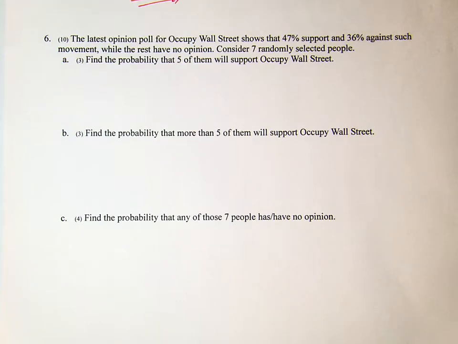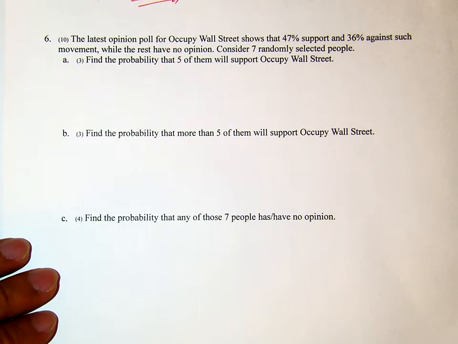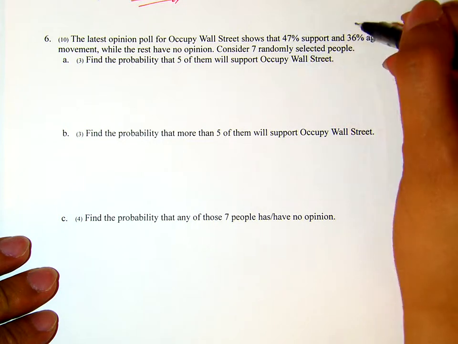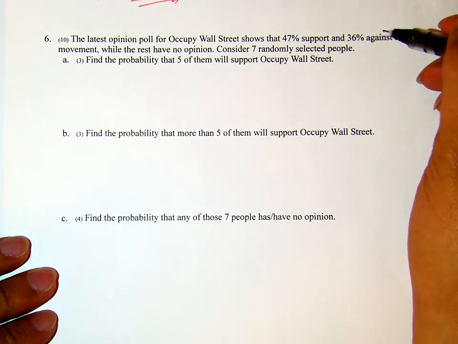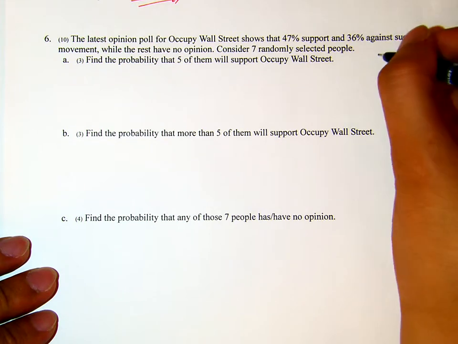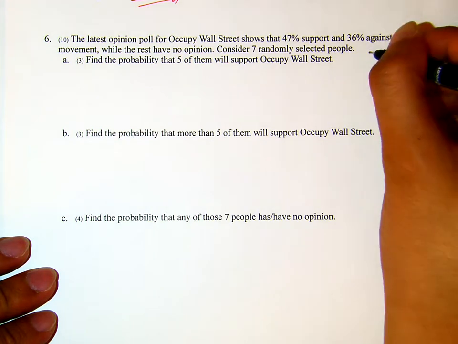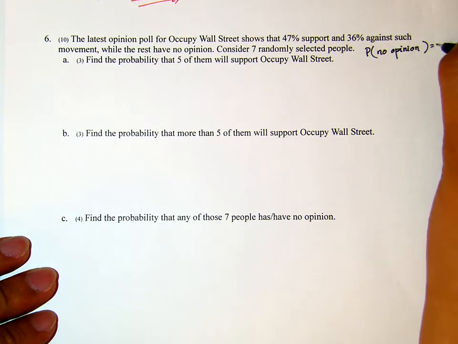The following is Fall 2011, Math 21, Test 3, number 6. The latest opinion poll for Occupy Wall Street shows that 47% support and 36% are against such a movement, while the rest have no opinion. Support 47, against 36, so that will be 83%. Right, 83% means the no opinion will be 17%, right? The probability of no opinion is 17%.